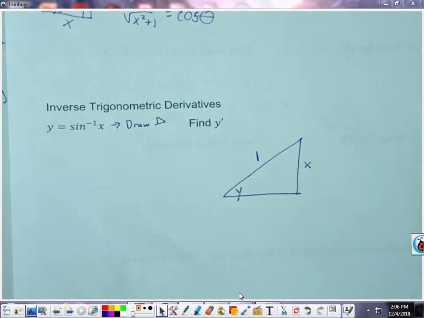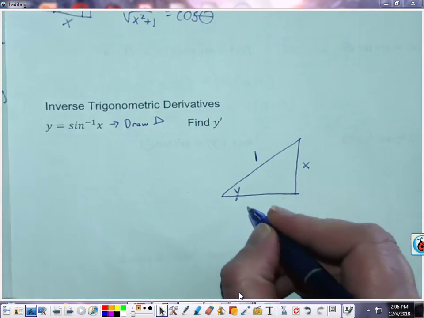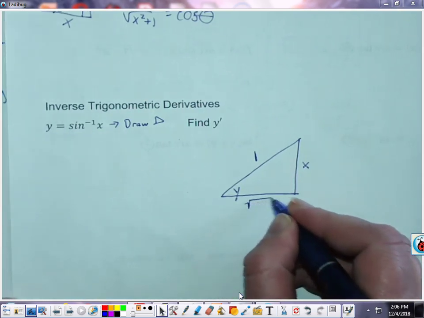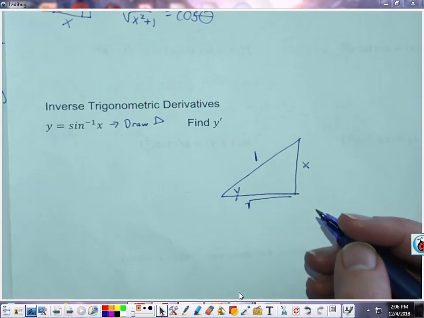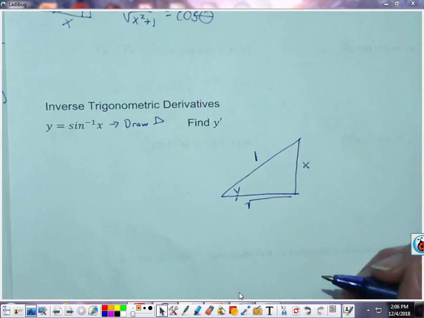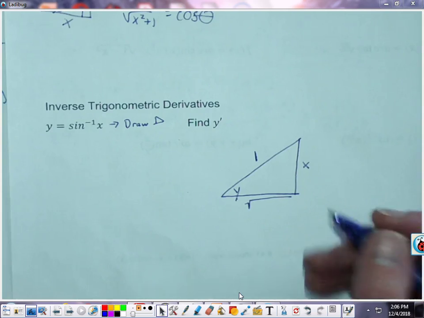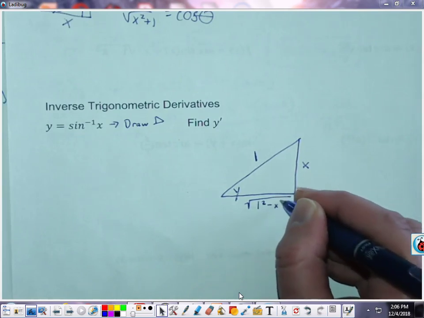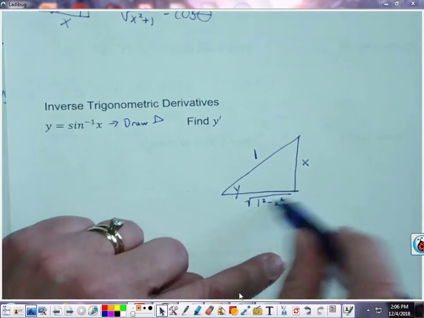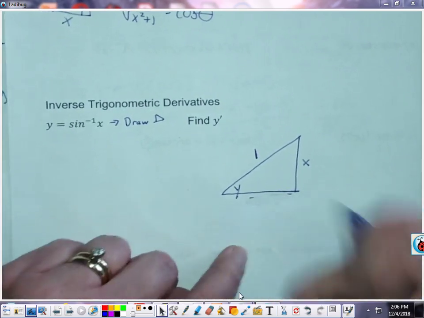I'm going to go ahead and solve for the missing side. If you Pythag, what will this missing side be? I agree, it could be A or B, but yes. Either way you want. So let's just put the square root of 1 minus x squared. That would be pretty easy.